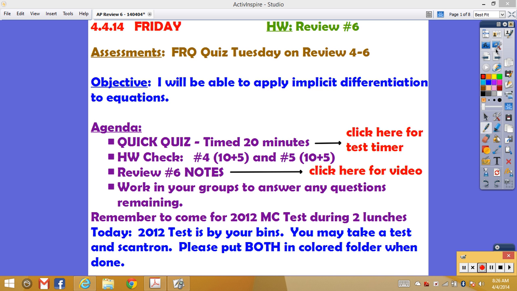Alright, we're going to do review 6 notes at this time, so get your packets out or your foldable out and we'll go through implicit differentiation.